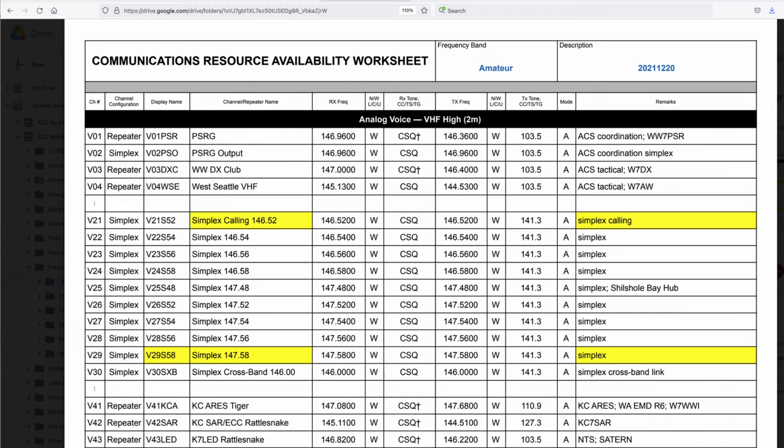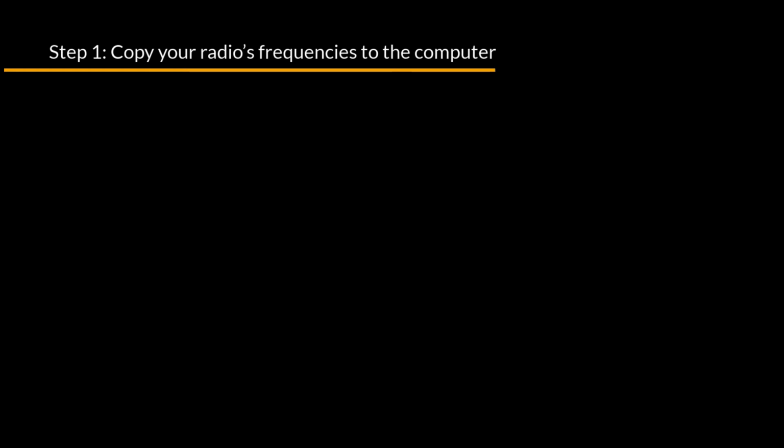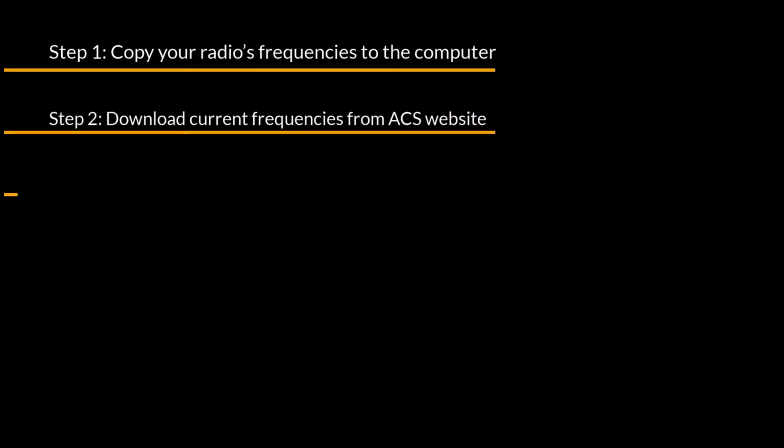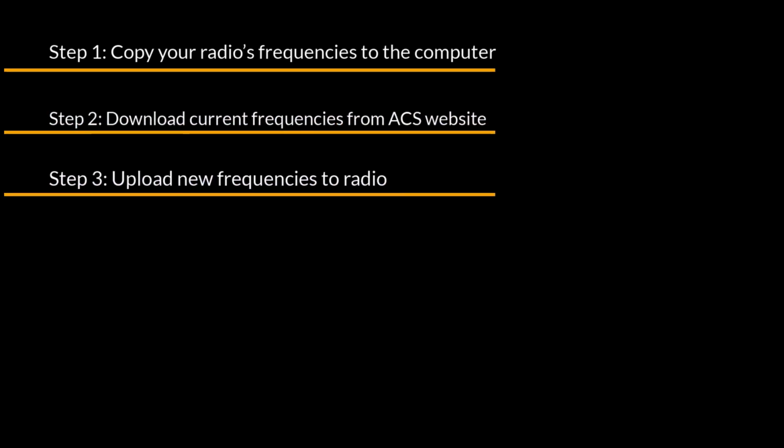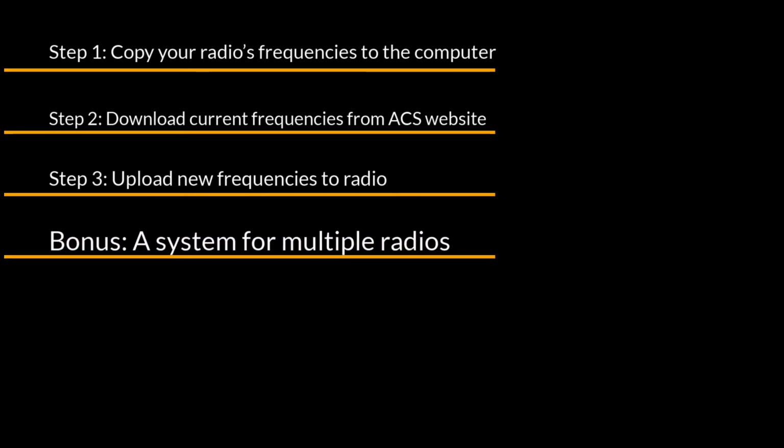In this video, I'll show the process for programming one radio first, and then show a system that I use for managing multiple radio models. I'll break down this process into steps. Step 1 is to get a copy of your radio's memory onto your computer. Step 2 is to download the new frequencies from the ACS website. Step 3 is to upload the new frequencies to your radio. As a bonus step, I'll describe a system that I use for managing the information across multiple radios.